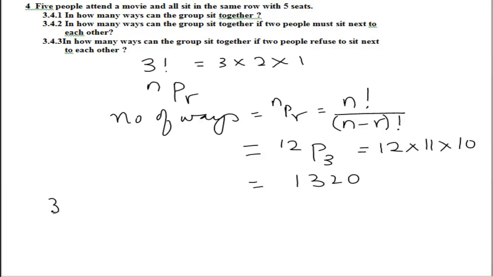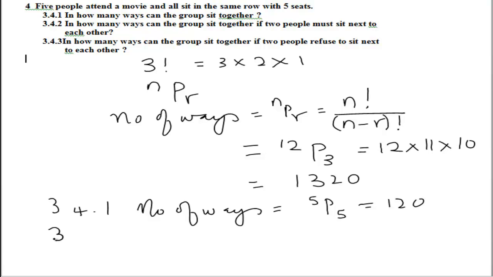3.4.1 says, in how many ways can the group sit together? The 5 people went to the cinema and they can sit at any point. So the number of ways for the 5 people is basically nPr, 5 permutation 5, and your answer there is 120.